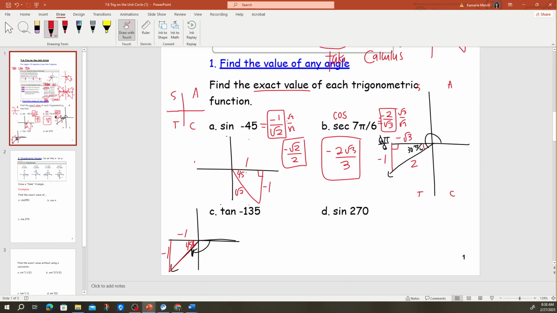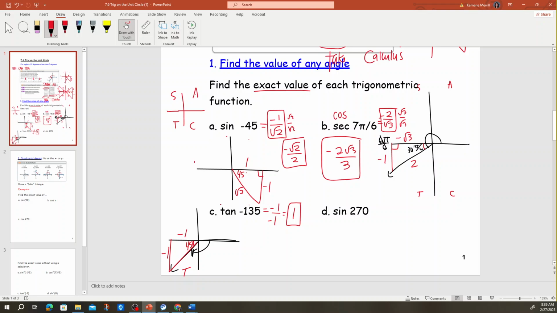Since all students take calculus, is this going to be a positive ratio or a negative ratio when you're done? Positive, because tangents are positive in quadrant 3, okay? All right, let's do it. What is the tangent of this? Oh, it's negative 1 over negative 1, which is a positive 1.